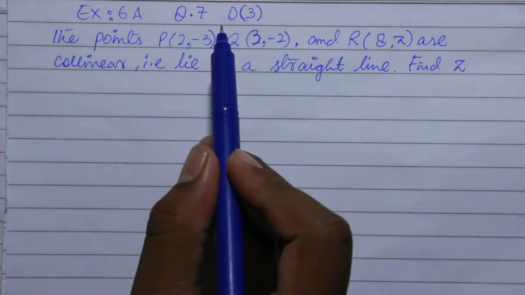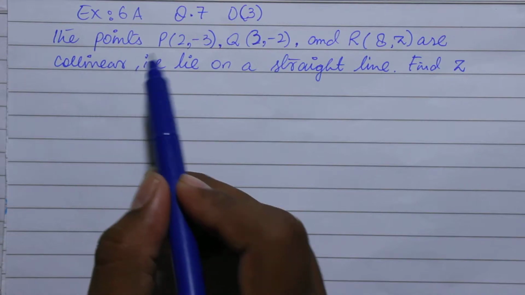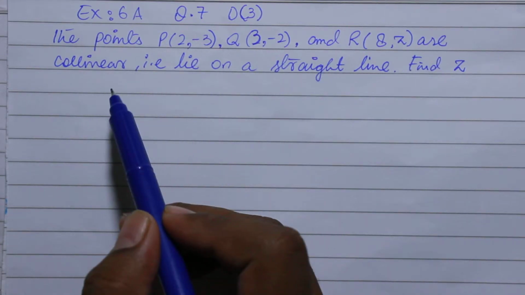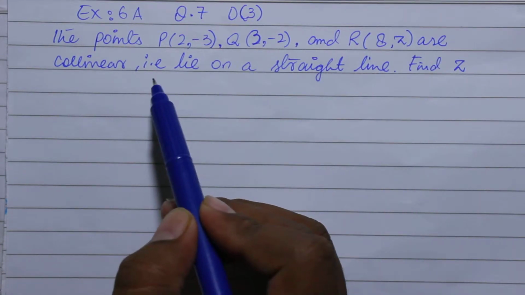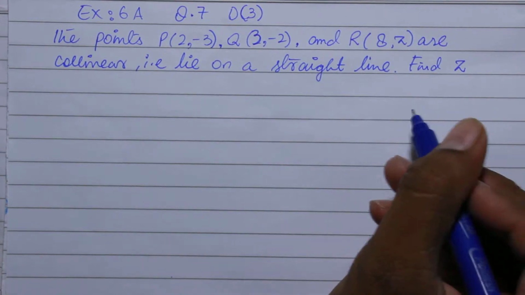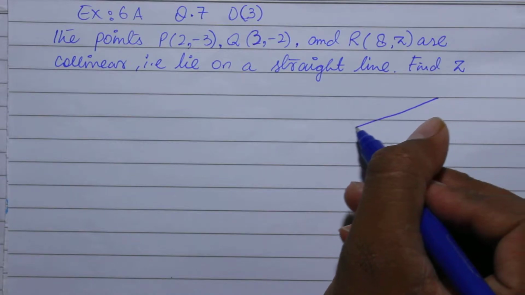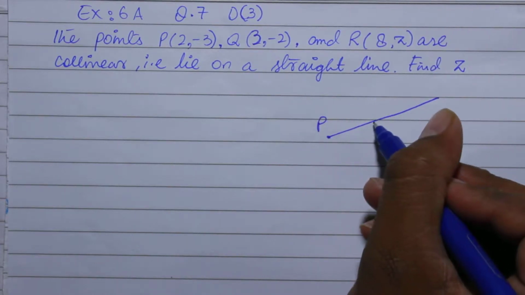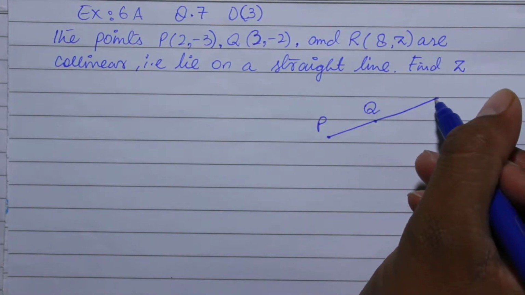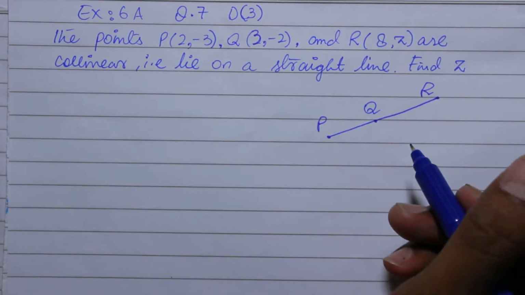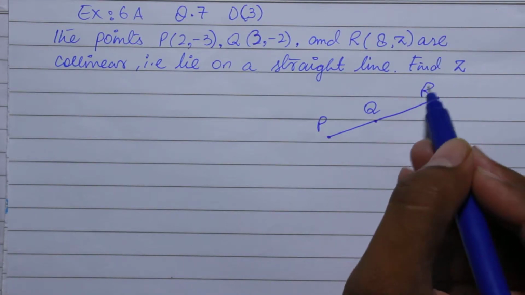Exercise 6A, question 7 of D3. The points P, Q and R are collinear, which means they lie on a straight line. This is point P, this is point Q, and maybe this is point R. We have to find the value of Z.